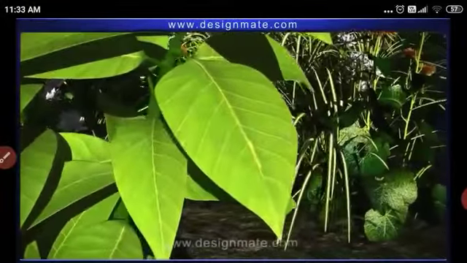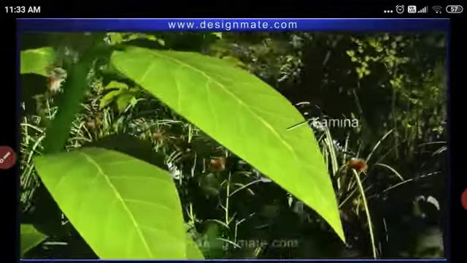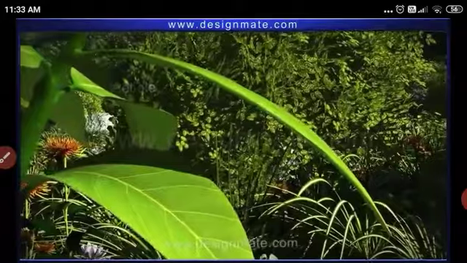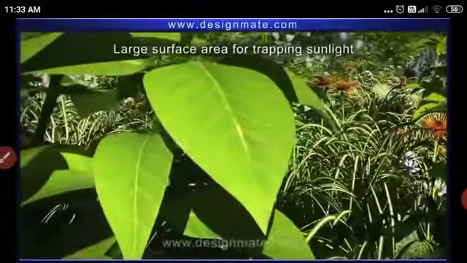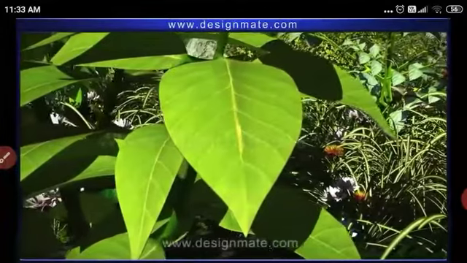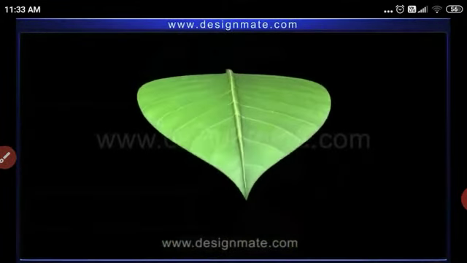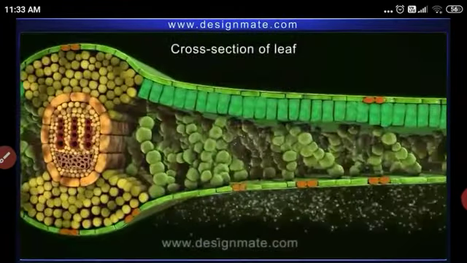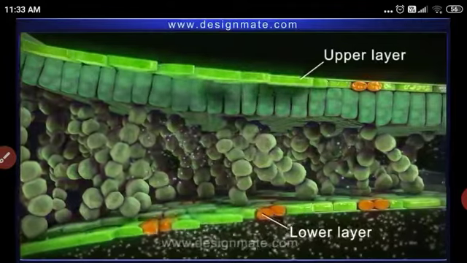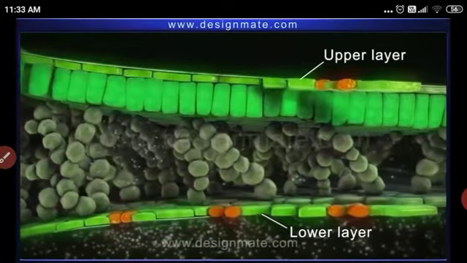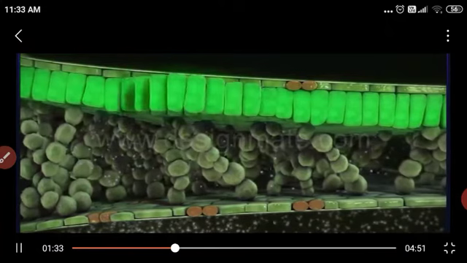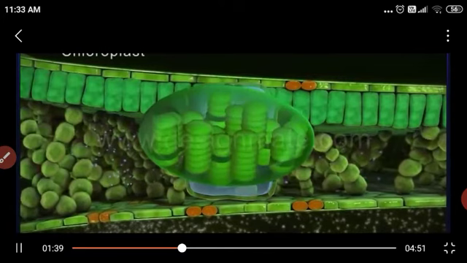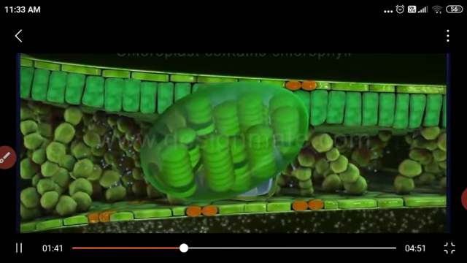When we take the vertical section of the leaf, we can see this structure. In the structure of the leaf, there is a large surface area to diffuse the sunlight. In the vertical section, this is the outermost upper layer, and this is a lower layer. The lower layer contains the stomata. After the upper layer, this is the palisade cell. I told you, the palisade cells contain the chloroplast.